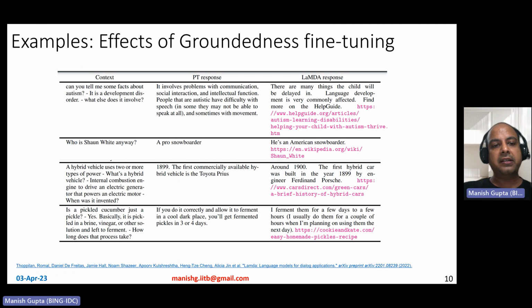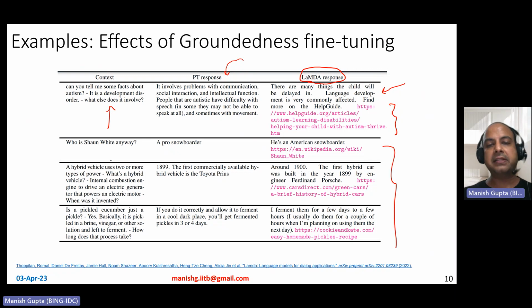So for example, if you look at the context of this kind, can you tell me some facts about autism? It is a development disorder. What else does it involve? Pre-trained model essentially gives some response. It involves problems with communication, social interaction, intellectual function, and so on. Not a bad response in that sense. However, LaMDA, the fine-tuned model, gives responses along with citations, making it even more grounded or much more trustable as an answer, right? And the same can be observed across other examples as well.